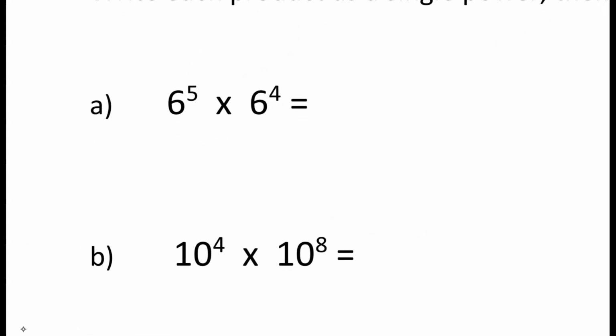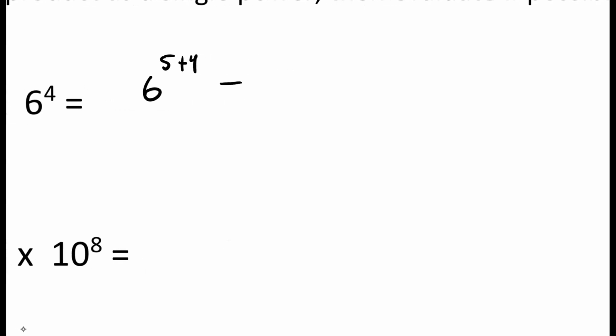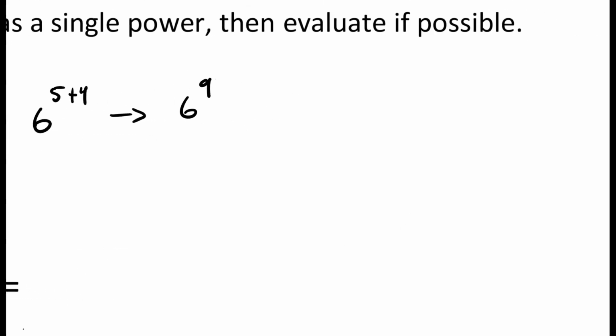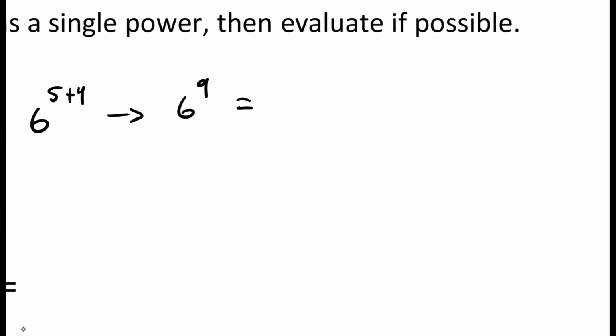If we have 6 to the power of 5 multiplied by 6 to the power of 4, our base is 6 and our exponents are 5 and 4. So you'll be adding 5 and 4 together. This gets us 6 to the power of 9. Because it says evaluate if possible, we're going to see what 6 to the power of 9 equals. That'll give us 10,077,696.